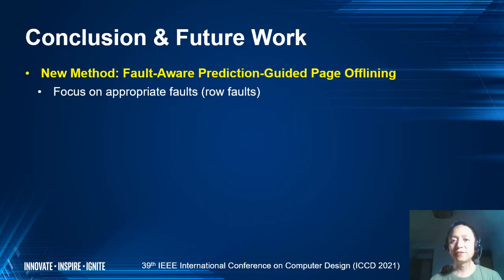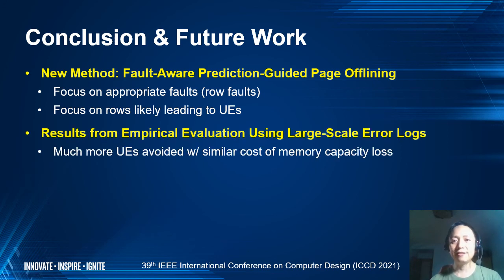To conclude, we have proposed a new fault-aware prediction-guided method for page offlining. The new method focuses on appropriate faults, that is, row faults. It also focuses on rows likely leading to UEs. Our empirical evaluation using large-scale error data shows that compared with the baselines, the new method is able to avoid many more UEs with similar cost of memory capacity loss.